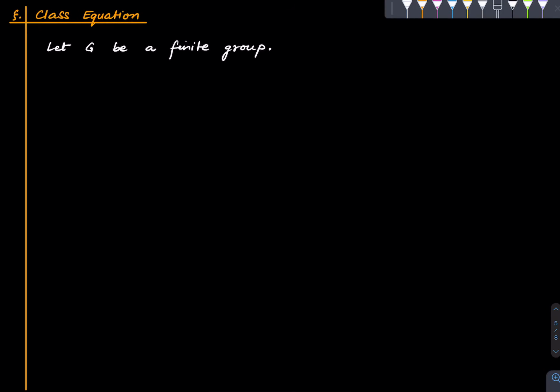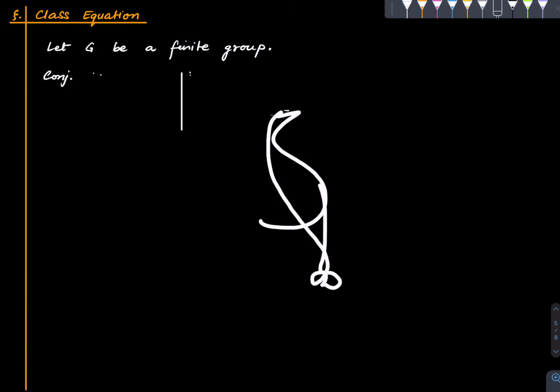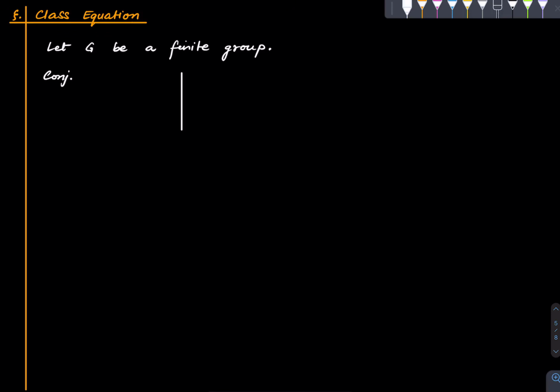Okay. And now we come to what is called the class equation. This is a very important fact. So fix a finite group, and there are two kinds of conjugacy classes. So here we will talk about conjugacy classes of size 1, and here conjugacy classes of size greater than 1. So there are, of course, only two kinds of conjugacy classes.